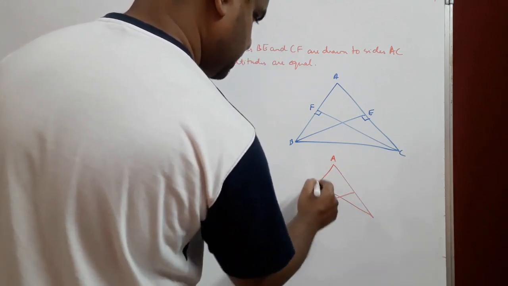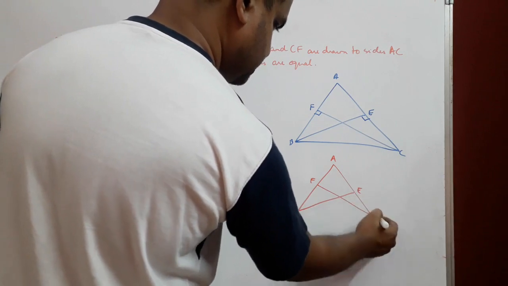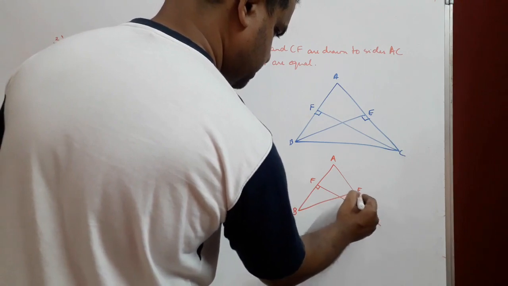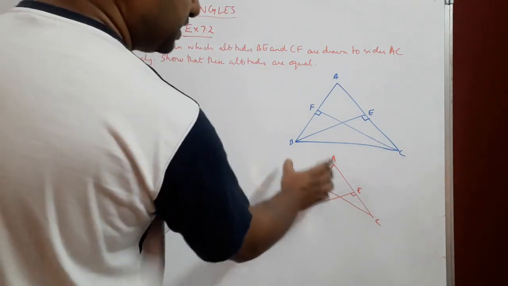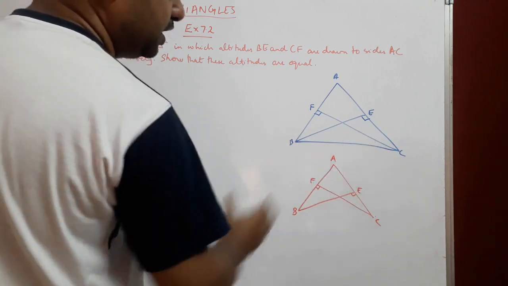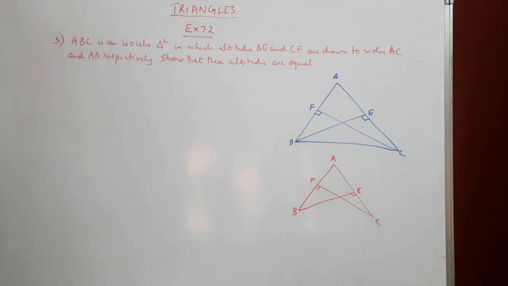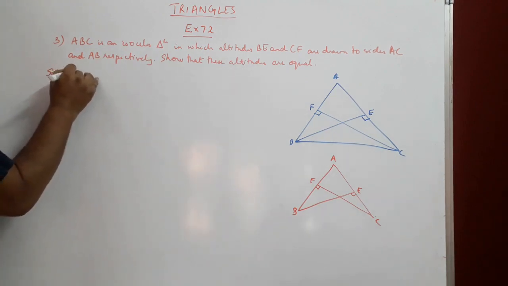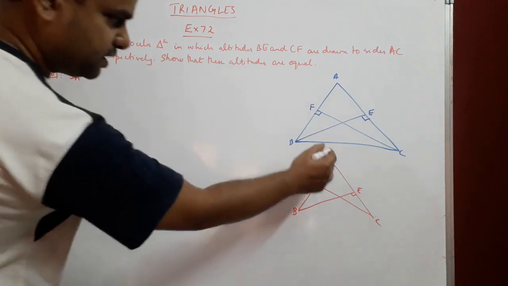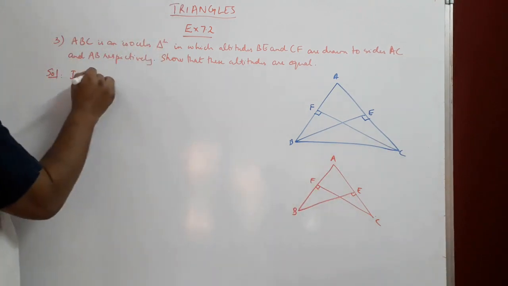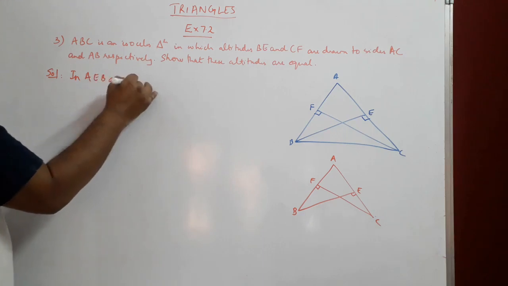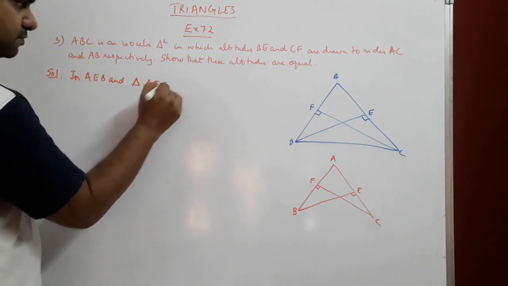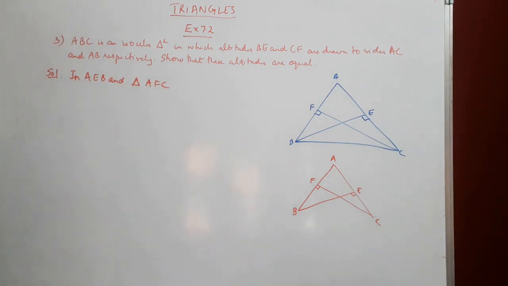Okay, this is your A, this is your F, this is your E, this is your C, and this is your B, and this is perpendicular. We have drawn the same diagram except I've excluded BC to make it easier for you to see what we are dealing with. What we'll do is write the solution and take the triangles that we need to prove congruent. We'll take triangle AEB and triangle AFC. These two triangles we need to prove congruent.